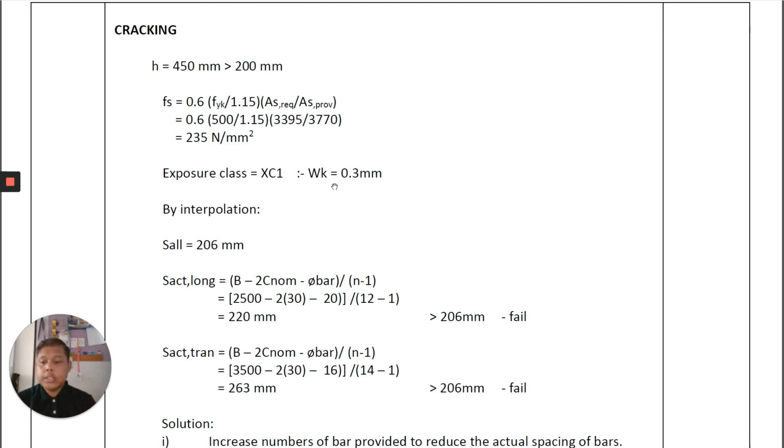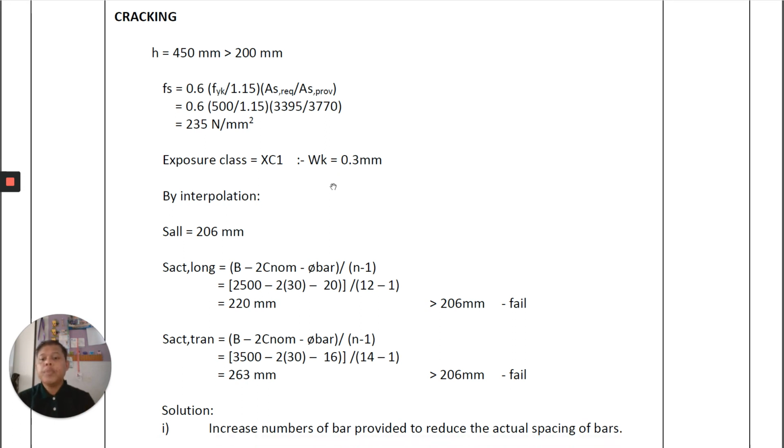Assume that the WK is 0.3 if not given. If it's given, you have to follow the value. By doing an interpolation, you get the answer for the allowable spacing between the reinforcement that you provide is 206 millimeter. Then you have to calculate the actual spacing of the reinforcement for both longitudinal and also transverse. The formula is B minus 2 C nominal minus diameter bar for both, and then over N minus 1. N is the number of reinforcement bars that you provide.